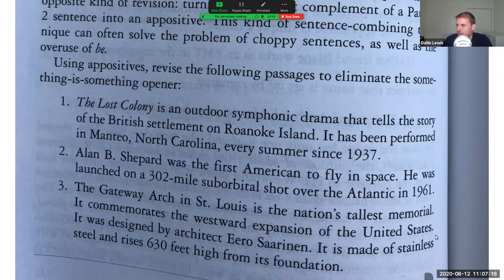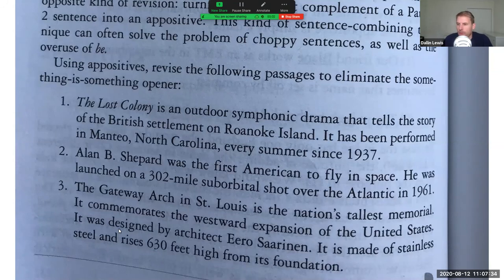Finally, the Gateway Arch in St. Louis is the nation's tallest memorial. It commemorates the westward expansion of the United States. It was designed by architect Eero Saarinen. It is made of stainless steel and rises 630 feet high from its foundation. Okay, so there's a lot we could try to pack in here.